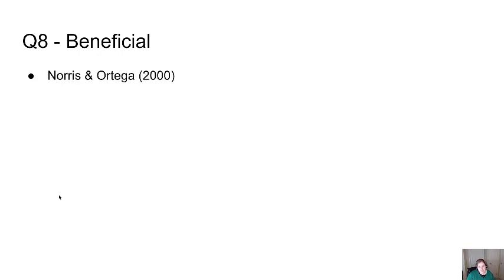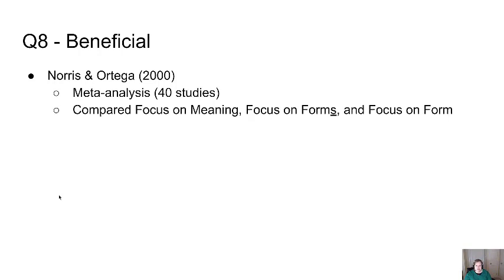And then Norris and Ortega, which to me is a very important meta-analysis, as a matter of fact. And notice that unlike Long, this is 40 studies, okay? So Norris and Ortega compared different types of instruction among these 40 studies. And there were 3 broad categories: focus on meaning, focus on forms. Speaking of salience, there's an S on one of them, and focus on form, right?